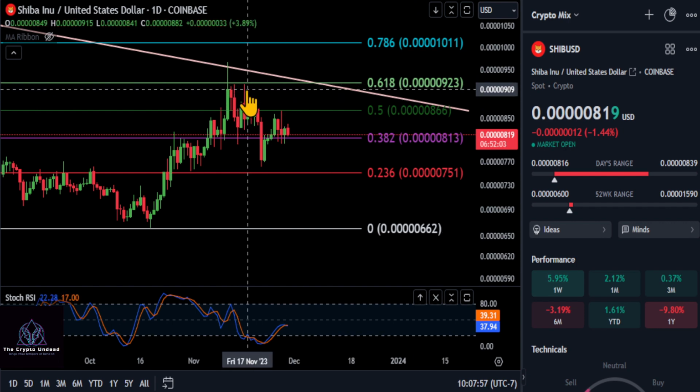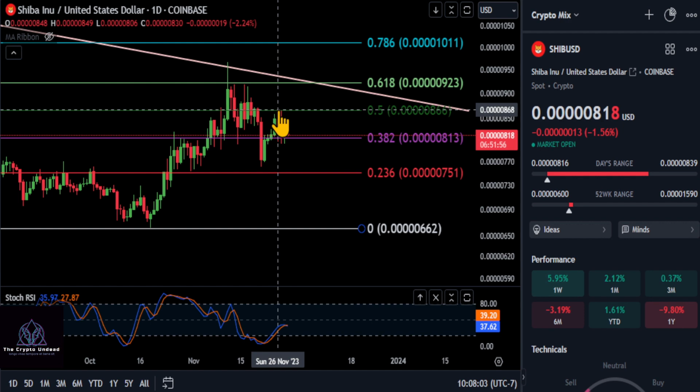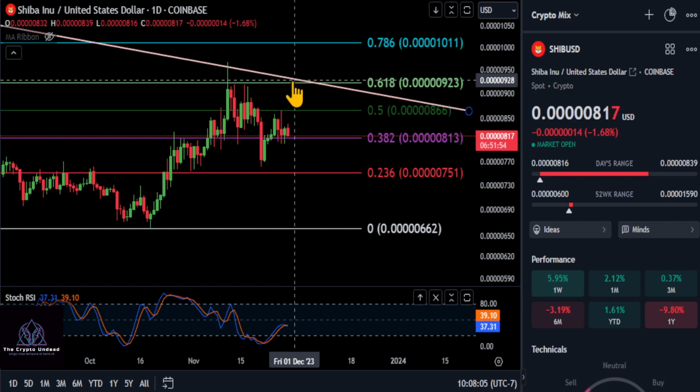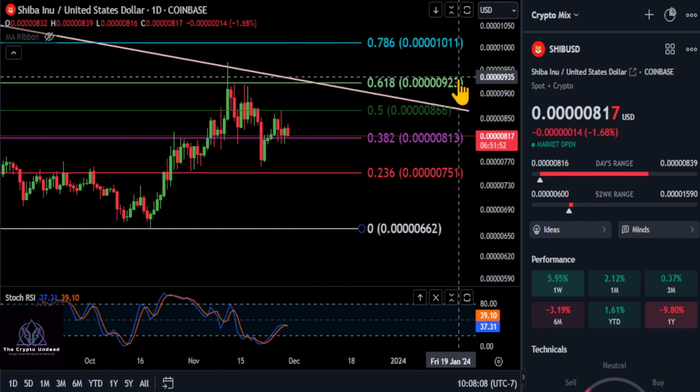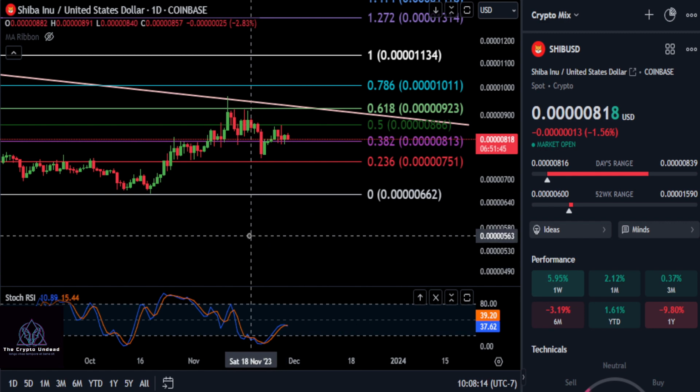If you want to look at the very short-term price action, you can see lower high, lower high. So it is starting to form that bearish market structure, and it is not bullish until it breaks the downtrend and the 618 here at 9.2. So until you get over that 618, there is potential that the bottom is not in here on Shiba.